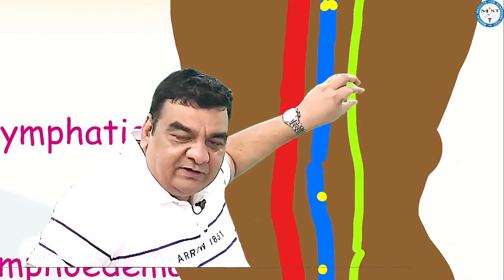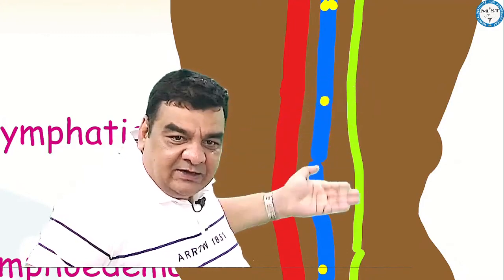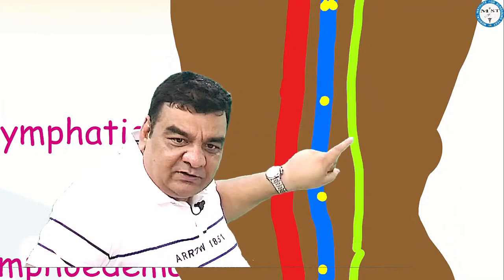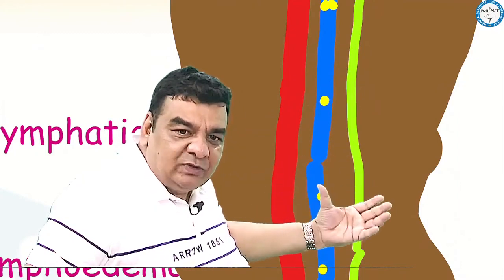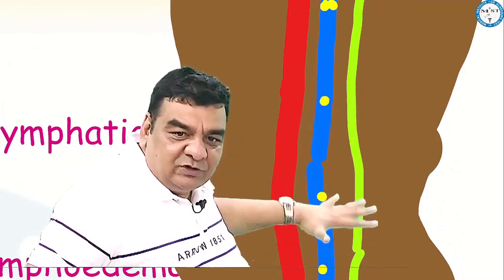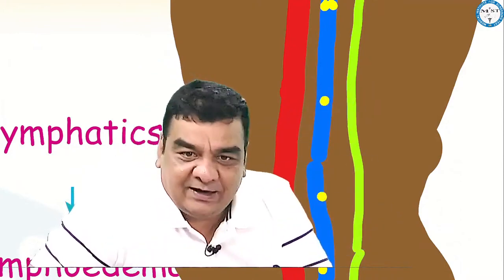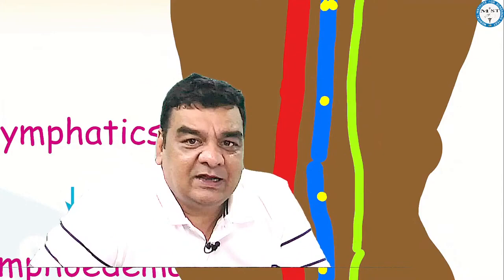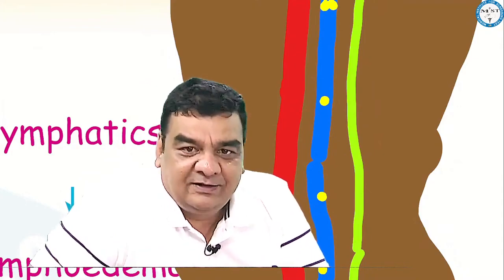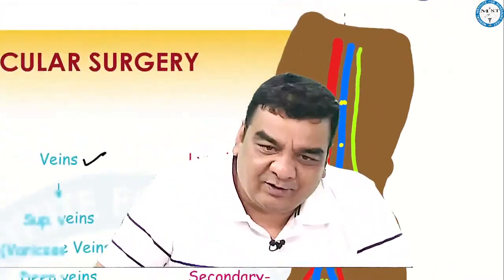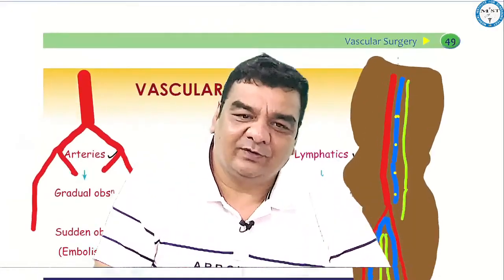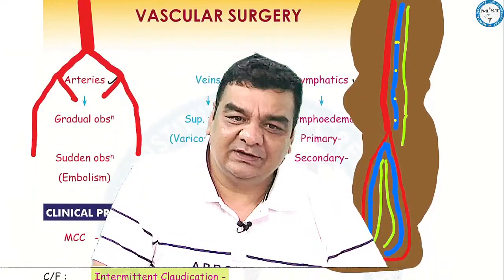If we create a traffic jam in the lymphatic channels, the interstitial fluid which was going up will not be going up now. All this fluid will get pooled in these lymphatic channels and there will be swelling. So this is going to cause swelling of the lower limb. That is called lymphedema. Right? This is just a brief outline of what we are going to discuss in vascular surgery.